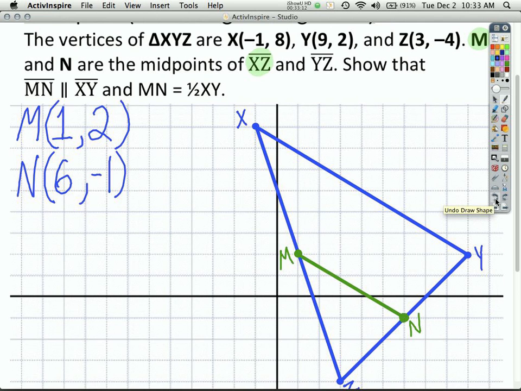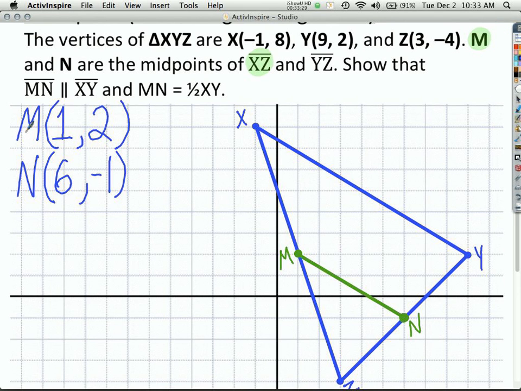Only one person knows how to prove it. 2 people, 3 people. Sharif? Calculate their slopes and see if they're the same. Beautifully said. So the slope of MN is going to be the slope formula using this. The slope of XY is going to be the slope formula using these. However, look at our picture we have.